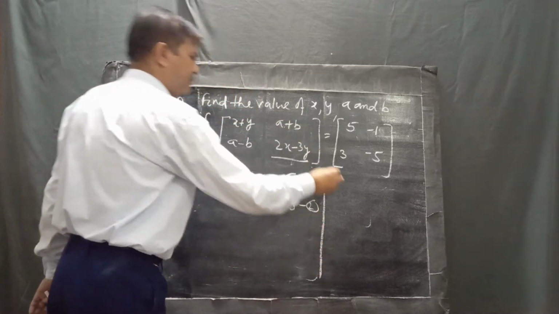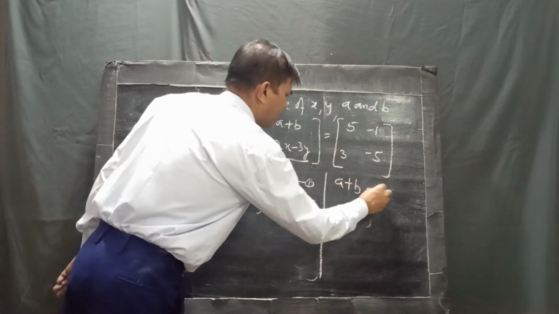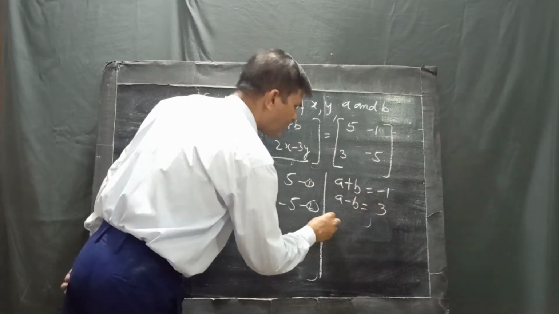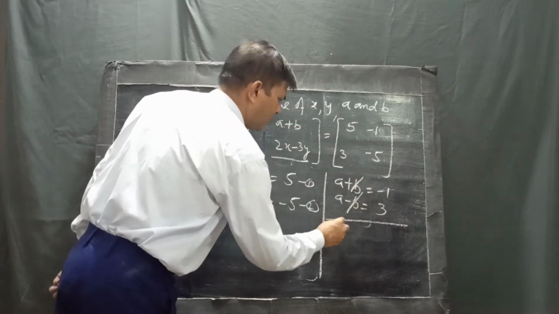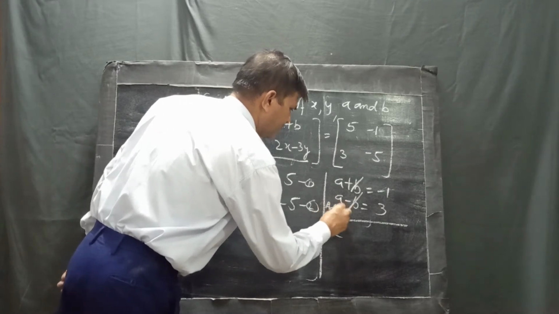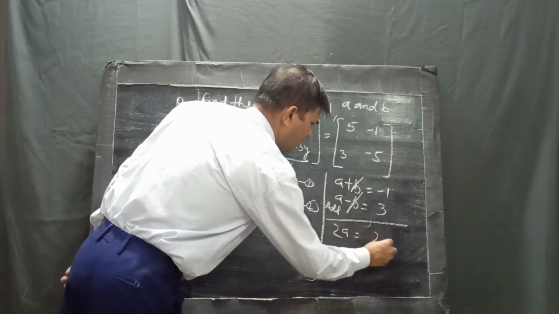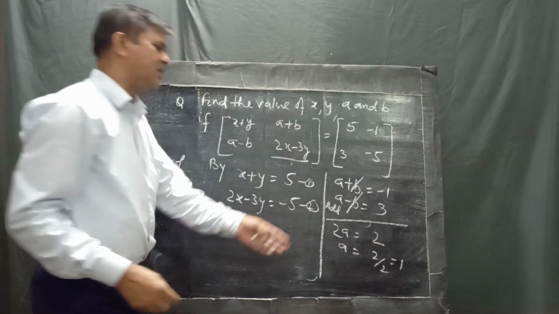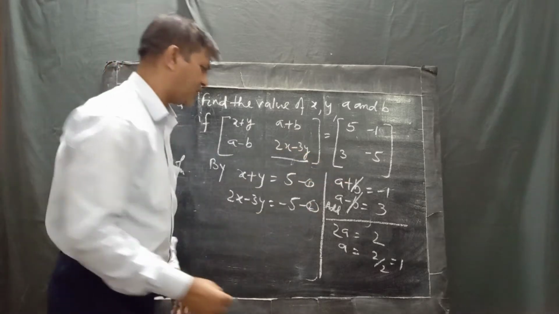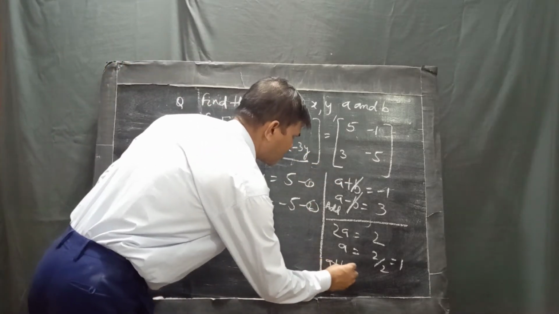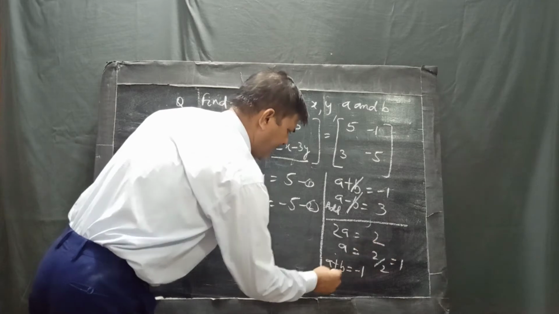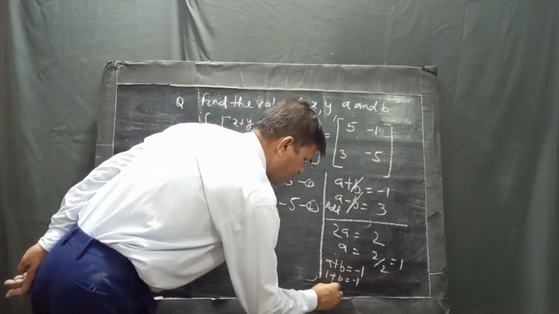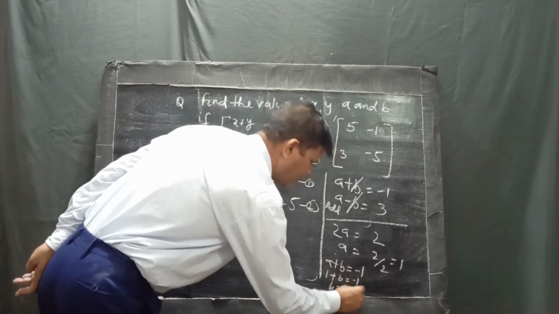Similarly, a plus b equals minus 1 and a minus b equals 3. Now after adding these two, this will equal 2a equals 2. So the value of a is 2 upon 2 equals 1. Now putting the value of a in the equation a plus b equals minus 1, in place of a write 1. So 1 plus b equals minus 1, b equals minus 1 minus 1. This will equal minus 2.